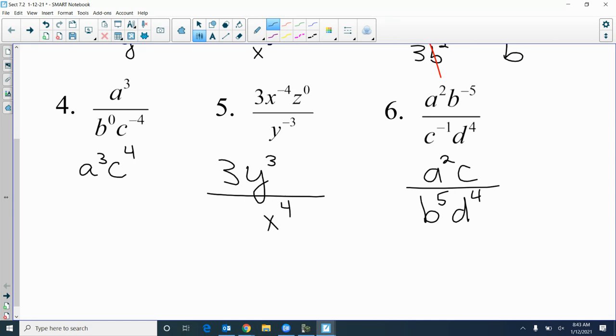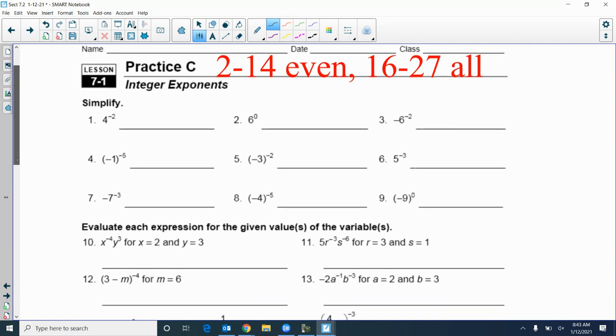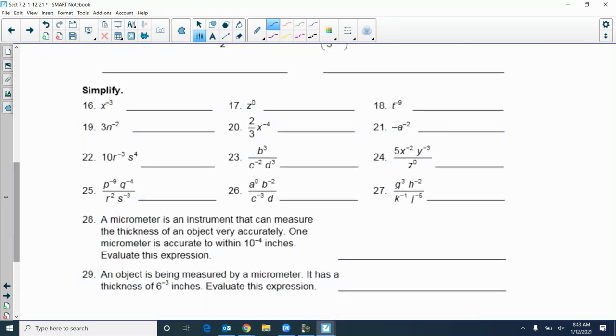Okay, homework. We kind of did the first group. We're going to start with 16. Austin, what do you got for 16? 1 over x cubed. That is correct. Zachary, what do you got for 17? 1. Amanda, 18. 1 over t to the 9th. Jalen, 19. 3 over n squared. N squared. 3 over n squared, correct.